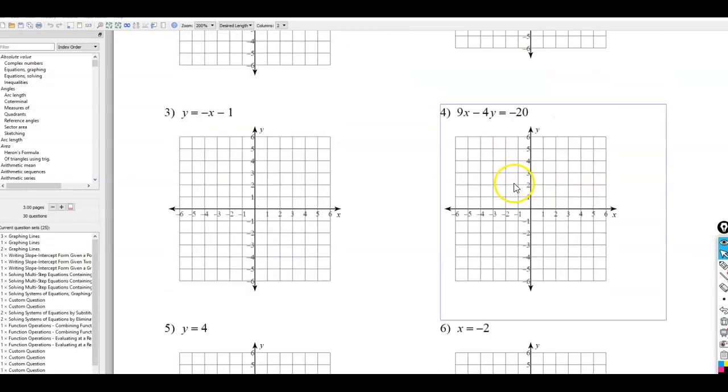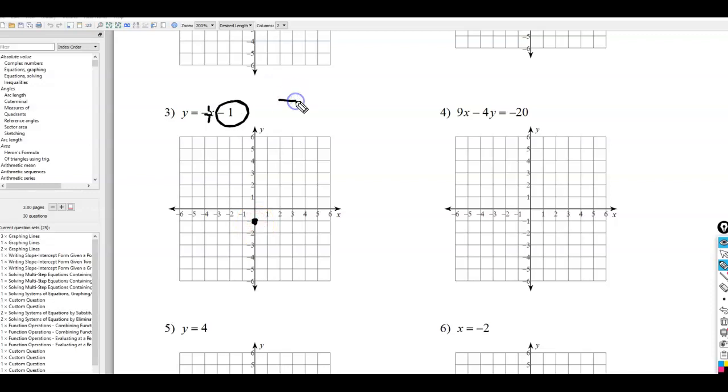Continue here. Number 3. On number 3, we're missing the slope, so that means it's 1 over 1. But notice there's a negative in the front. That matters. I'm going to start, first of all, at my y-intercept of -1. Now, since my slope is -1 over 1, that means I'm going to go down 1 when I go to the right. Instead of going up 1 and over to the right, we're going to go down 1 and over to the right. So that's going to look like this. And connecting your dots, we have that.